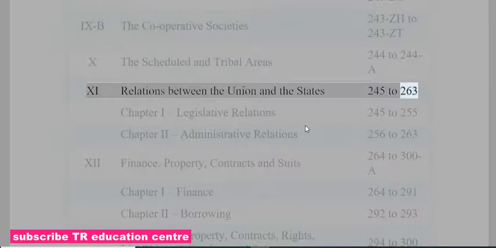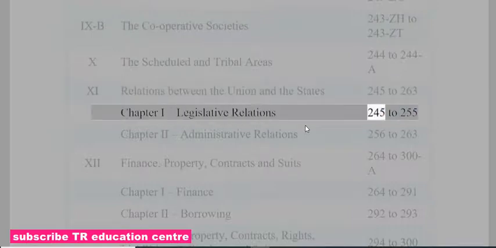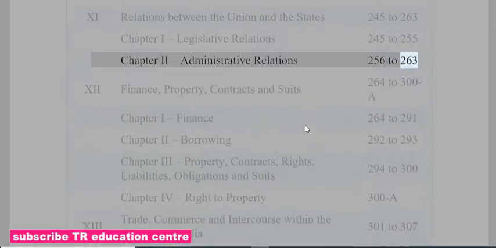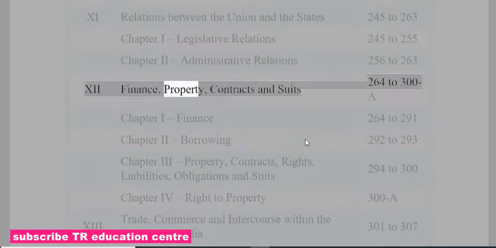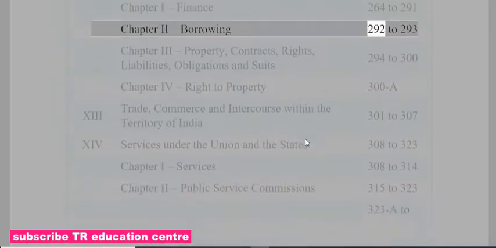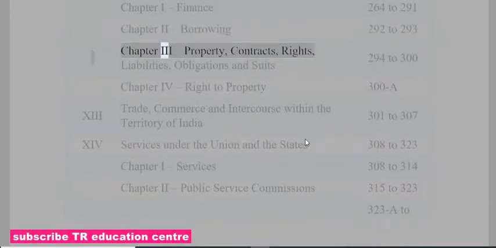Chapter 1. Legislative Relations, 245 to 255. Chapter 2. Administrative Relations, 256 to 263. 12. Finance, Property, Contracts and Suits, 264 to 300A. Chapter 1. Finance, 264 to 291. Chapter 2. Borrowing, 292 to 293. Chapter 3. Property, Contracts, Rights, Liabilities, Obligations and Suits, 294 to 300. Chapter 4.